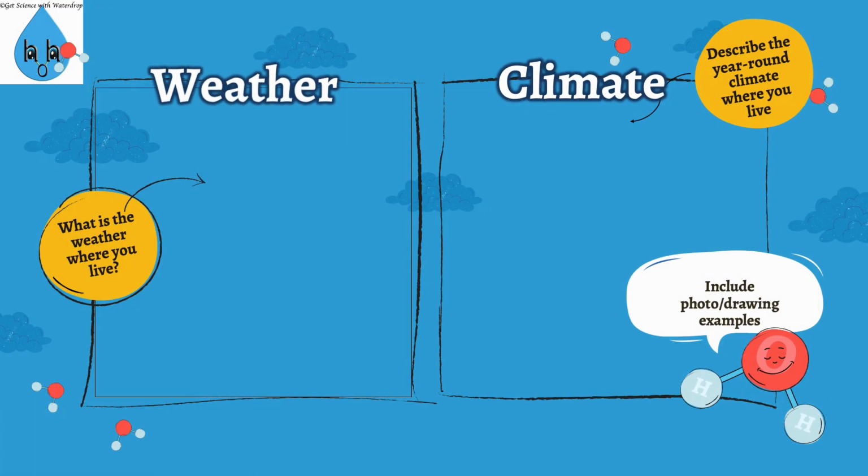So let's take a moment to record in your Waterdrop journal, what is the weather like where you live? Is it a sunny or a rainy day? Is it cold or is it hot? And then tell us, what is your year-round climate? Is it a tropical climate, subtropical? Is it more like the desert? Or are you in a polar region? Let's write it down.